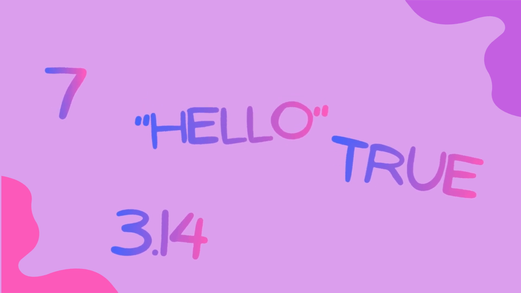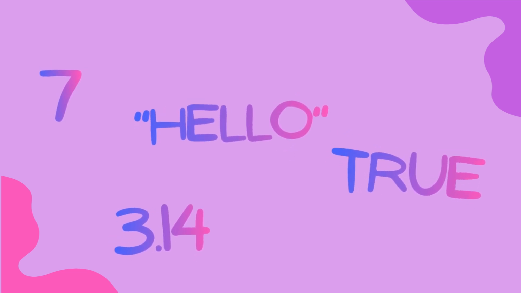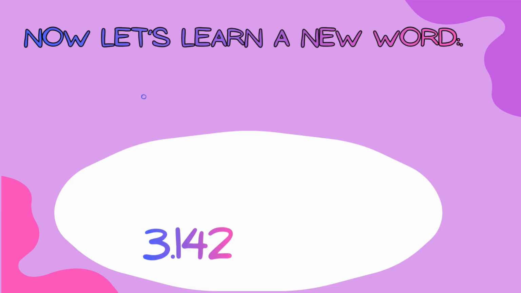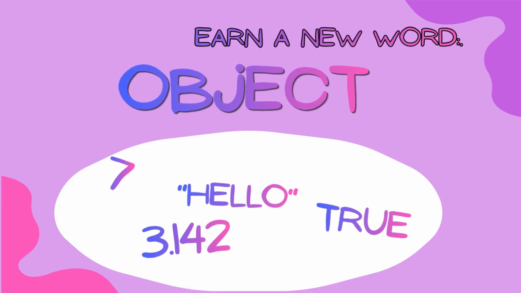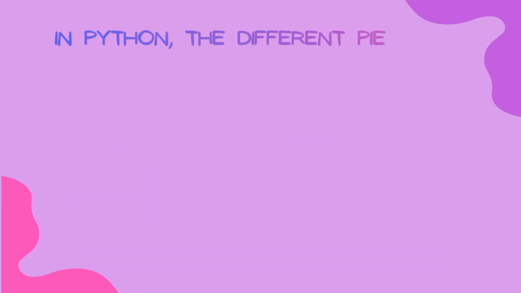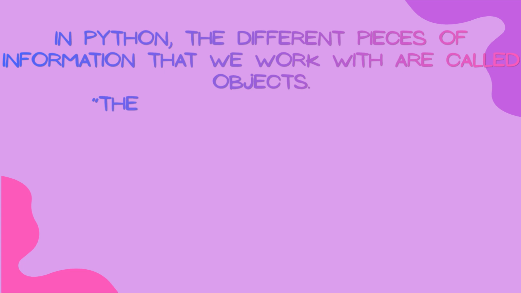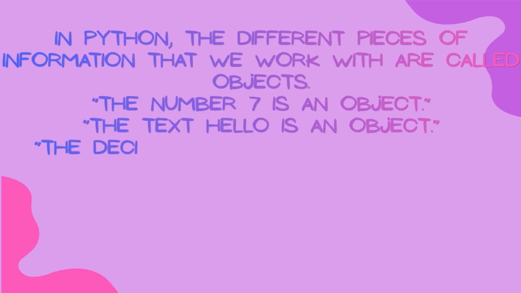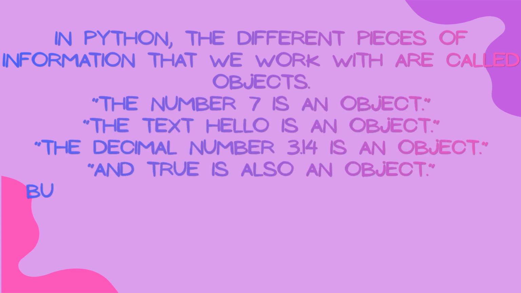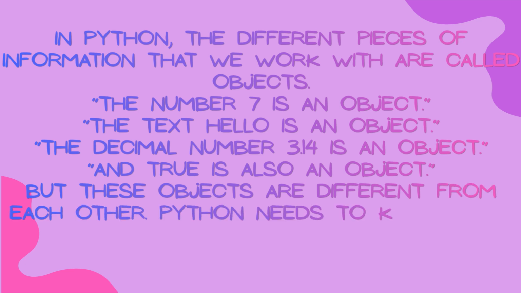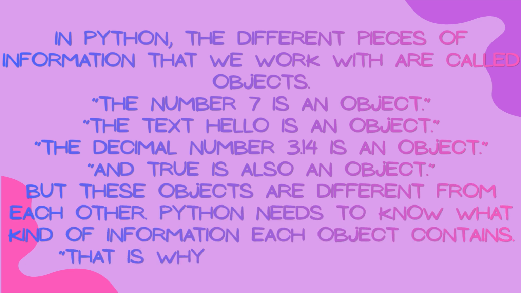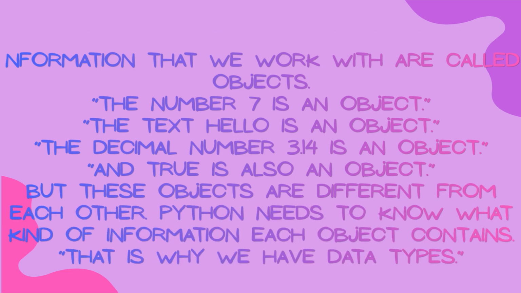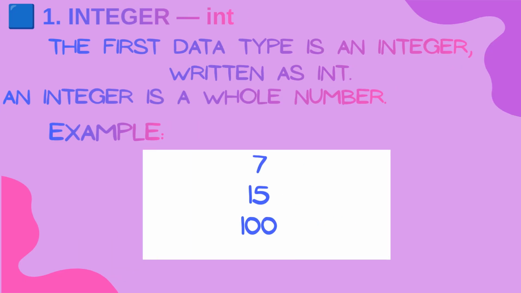Let's learn a new word: objects. In Python, the different pieces of information we work with are called objects. The number 7 is an object, hello is an object, decimal 2.14 is an object, but these objects are different from each other. Python needs to know what kind of information each object contains. That's why we have data types. The first data type is an integer, written as int, and an integer is a whole number.